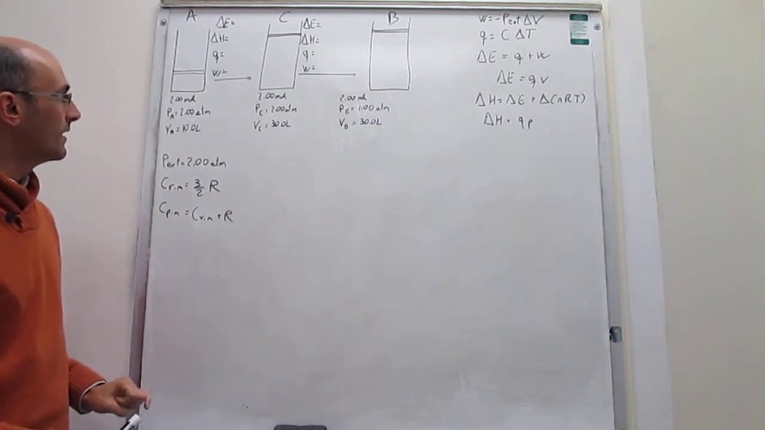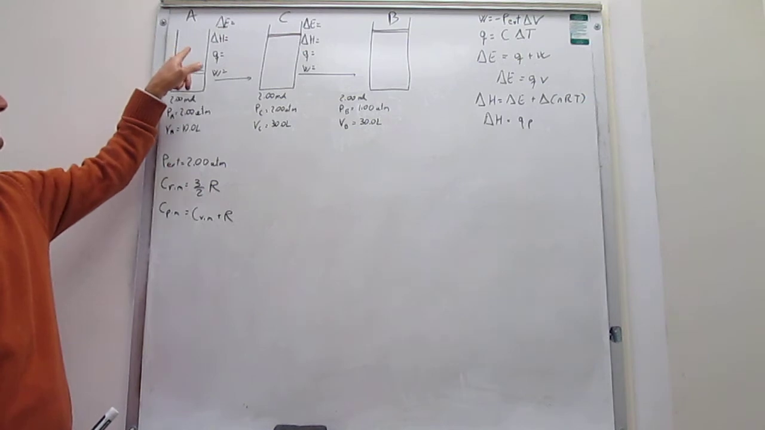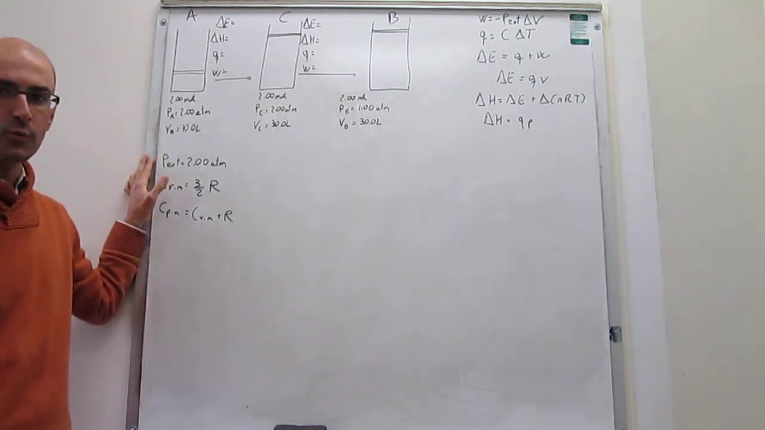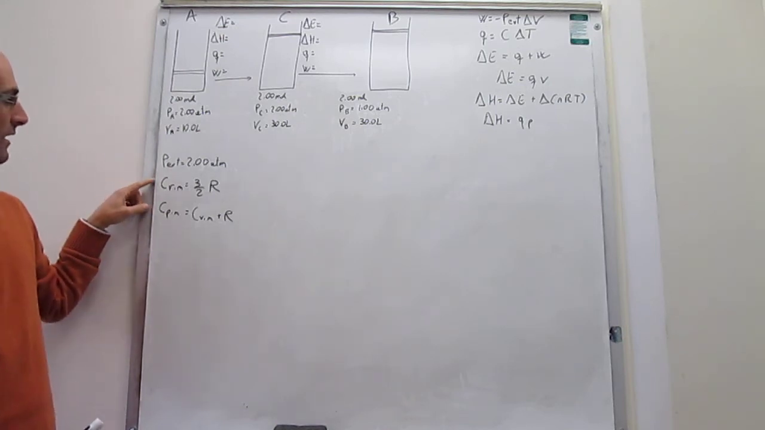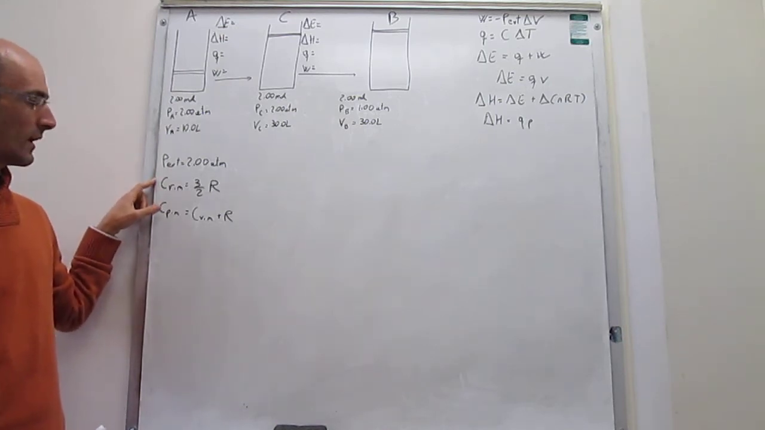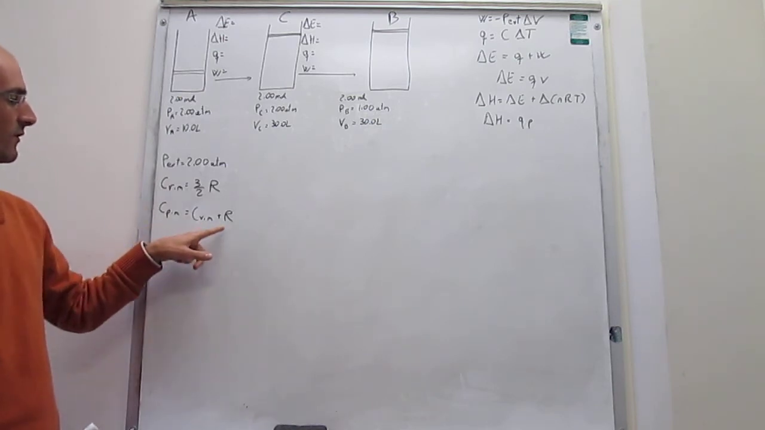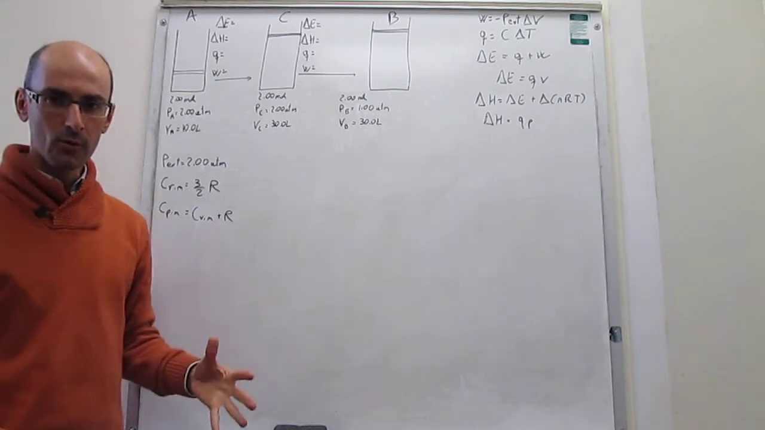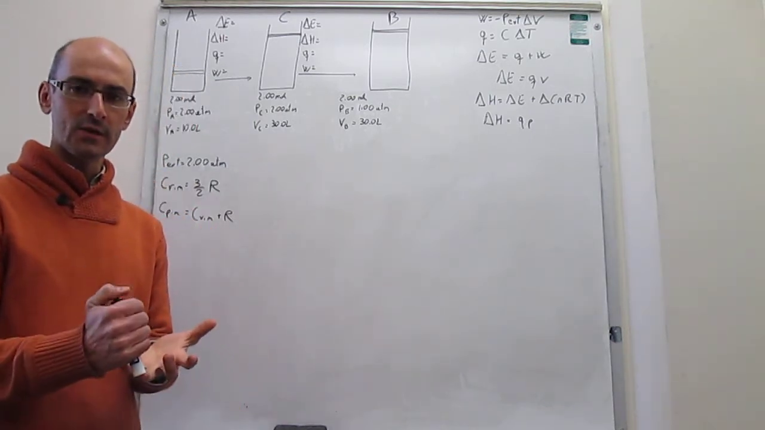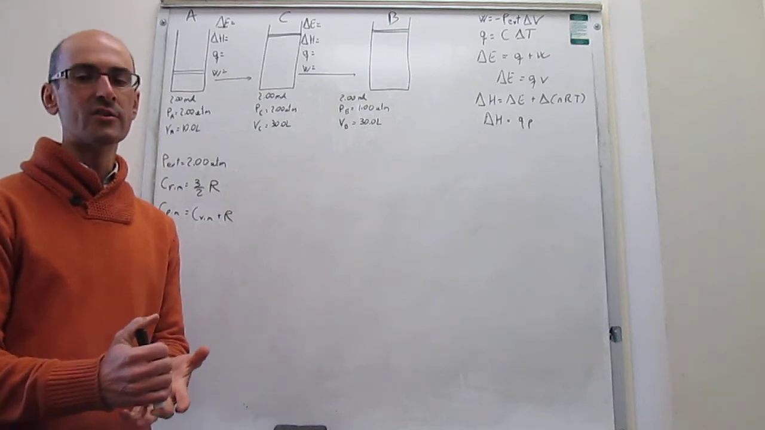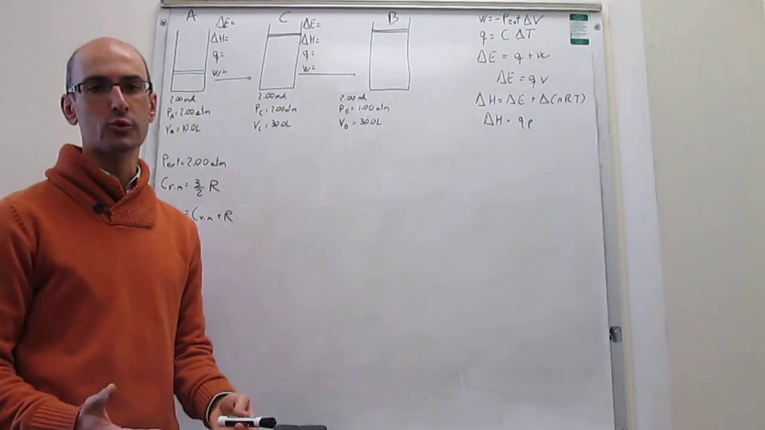Other parameters of our problem are that this expansion takes place under a constant external pressure of 2 atmospheres. And the heat capacities of this gas are, at constant volume, 3/2 R, and at constant pressure, the heat capacity at constant volume plus R. The goal is to calculate the energy transfer as heat, the energy transfer as work, change in internal energy, and change in enthalpy in each one of the steps and in total.